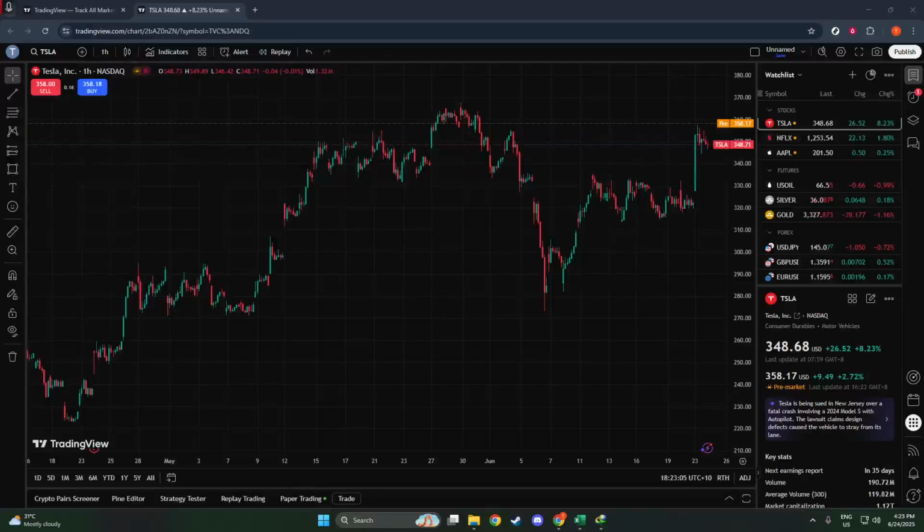In today's video, I'm going to teach you how to draw a zone in TradingView. Whether you're a seasoned trader or just starting out, understanding how to effectively mark zones on your charts can significantly enhance your trading strategies. So, let's dive right into it.